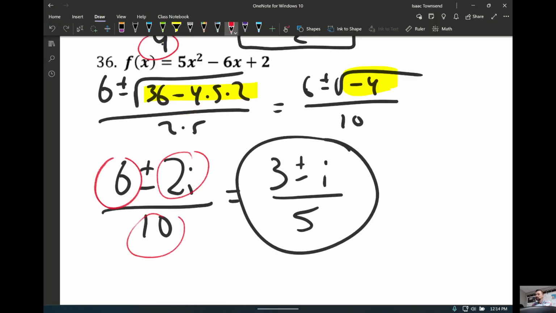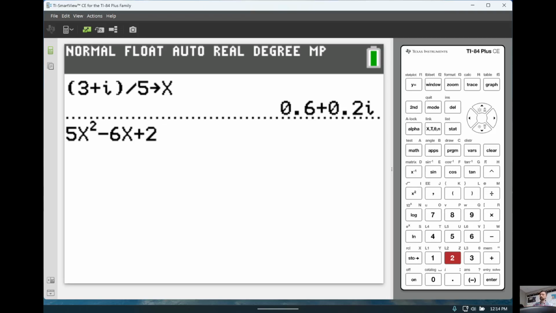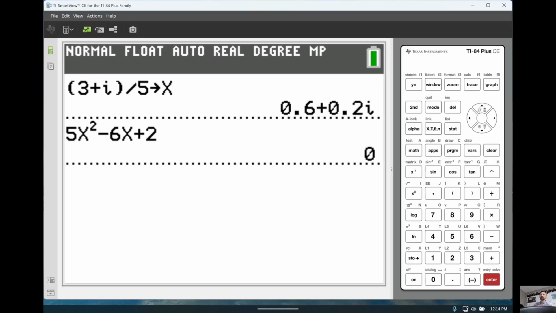5x squared minus 6x plus 2. And it's supposed to be equal to what? 0. So even though the answer was imaginary, your calculator can still check it and make sure that it's correct. Even though the answer doesn't look right, it doesn't look familiar, it's not a nice whole number.